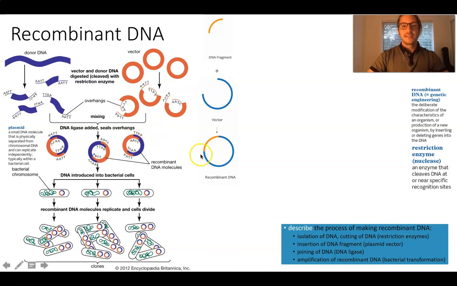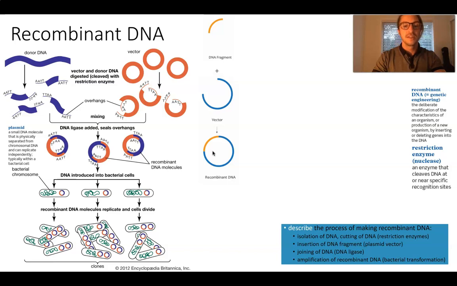How did we get it to stick together? Well, that was the DNA ligase involved in joining those phosphate backbones together, as well as those sticky hydrogen bonds just naturally joining up as well. So now we have this plasmid of the DNA that we want to insert somewhere or into something.